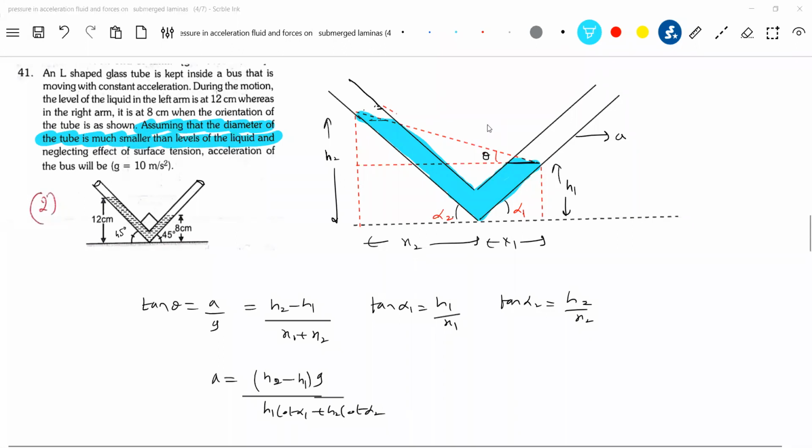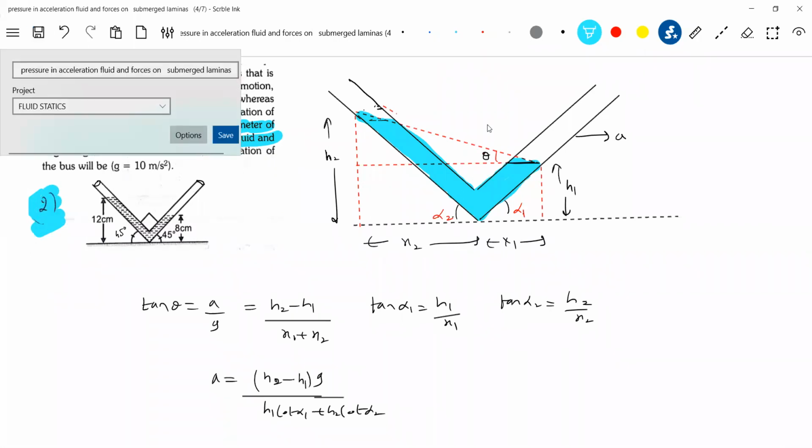Okay, 2 meter. Okay, fine. It's a given. I'll go for next one.